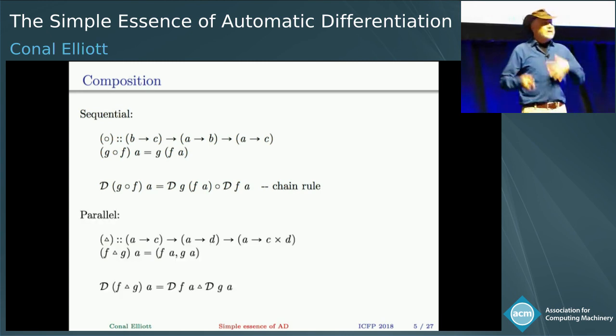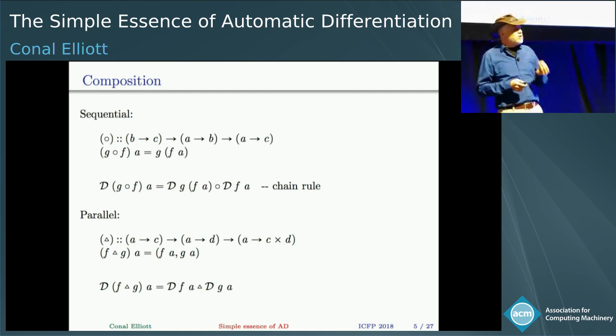Okay? Now there's another way to compose functions, which is in parallel. So I'm going to use this operation called fork. It takes two functions that have the same domain and kind of zips them together into one. And there's another lovely rule. It says the derivative of the fork of two functions is the fork of the derivatives of the two functions. Okay?